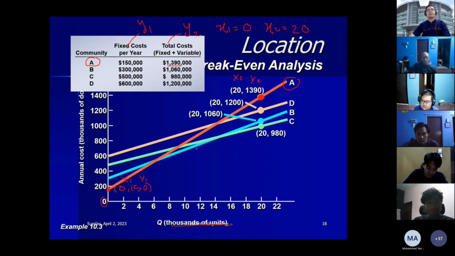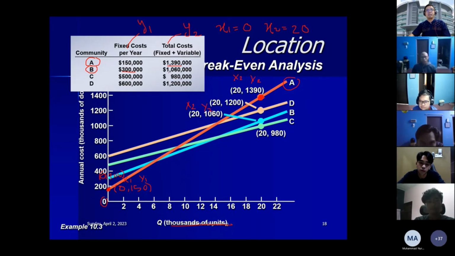Same goes for B. For B, please plot x1, y1. So x1 will be 0, and y1 will be 300. So 300 will be here, so 0 and 300, for example. And then we match with B, B also x2, y2.